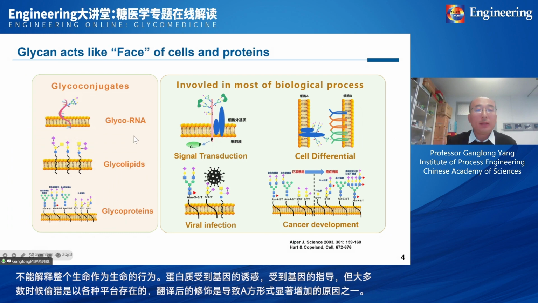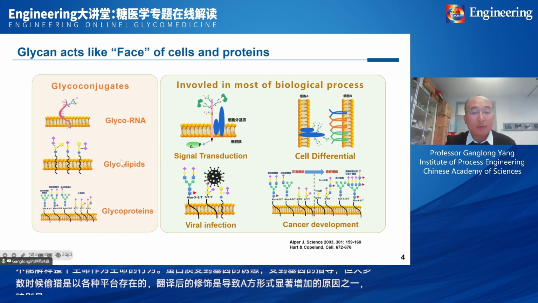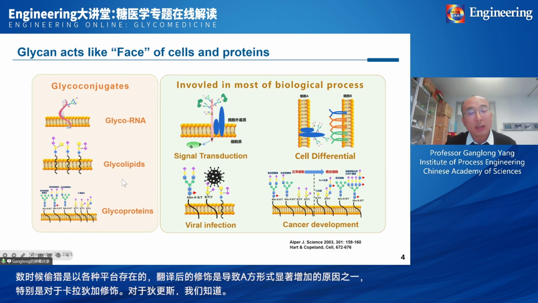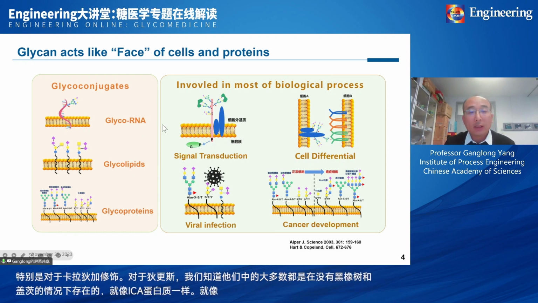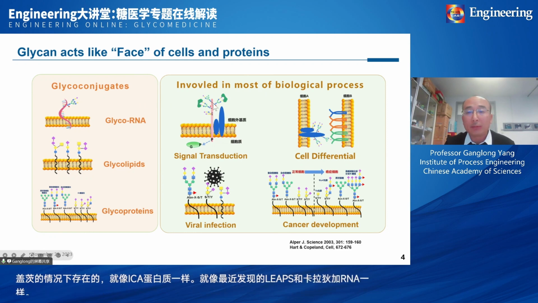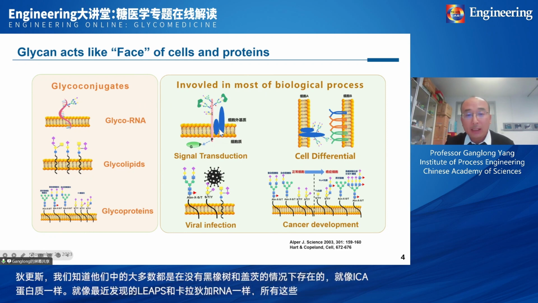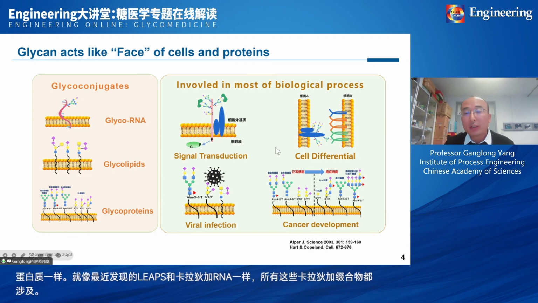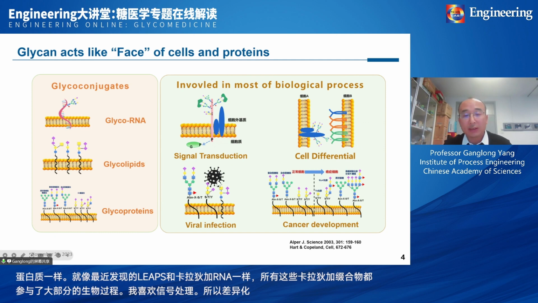For the glycans, we know most of them exist as glycoconjugates, like glycoproteins, glycolipids, and glycoRNA, which was discovered recently. All these glycoconjugates are involved in most biological processes, like signal transduction and cell differentiation. They are also related to many diseases, like viral or bacterial infection, and cancer development and metastasis.